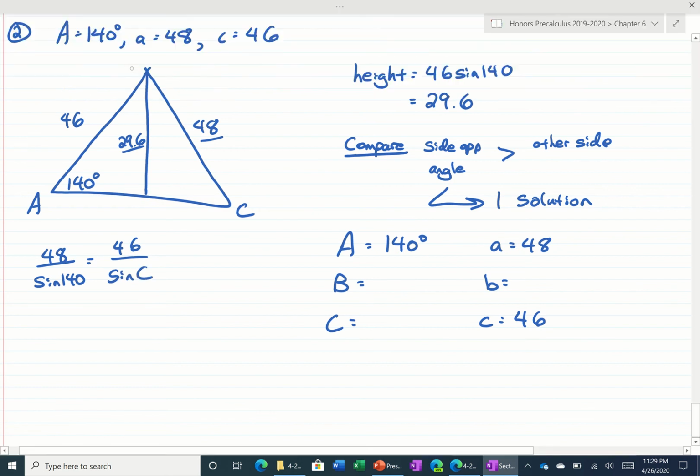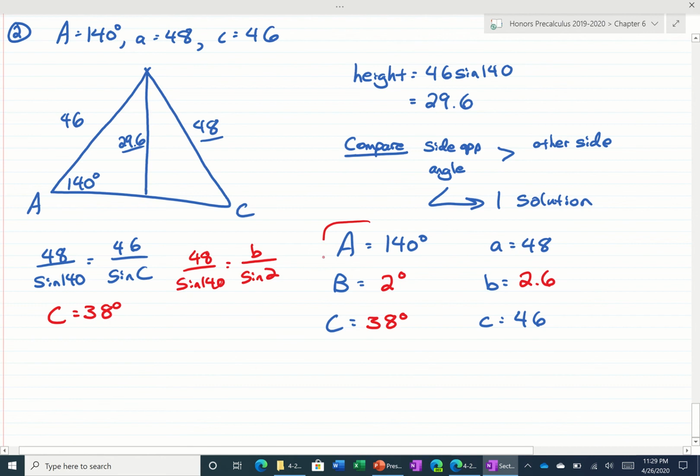If you use your calculator, I have the work here, you'd get angle C is equal to 38 degrees. You could subtract those from 180, you get angle B would be 2 degrees. And then to finish it up, side B, you would do 48 over the sine of 140 is equal to side B over the sine of 2. And if you cross multiply and divide, B would be 2.6. All right, so that's the answer for number 2.